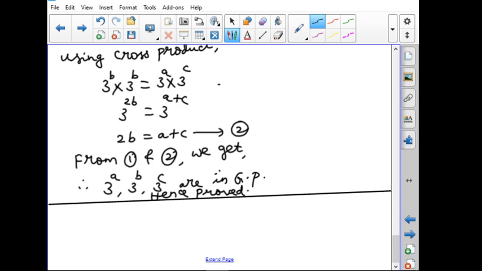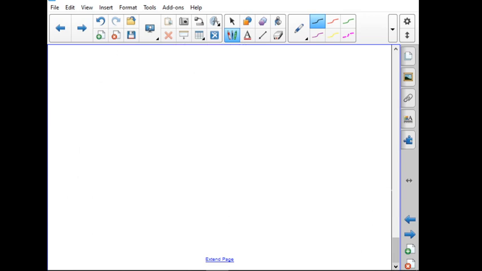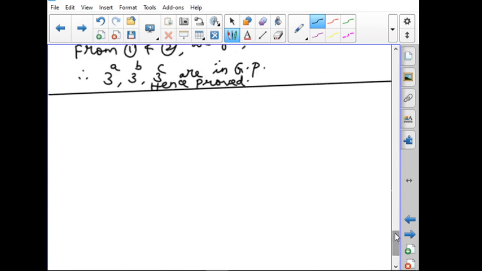Okay, this problem is also over. The next one, the ninth one. Before the ninth problem, we have to see this note. The note is very, very important.